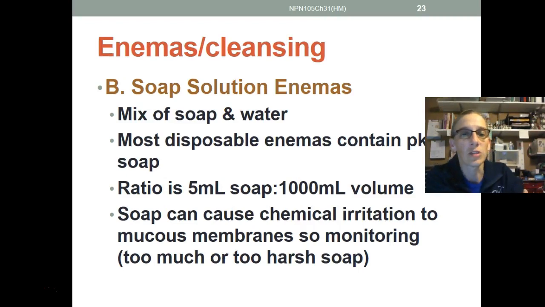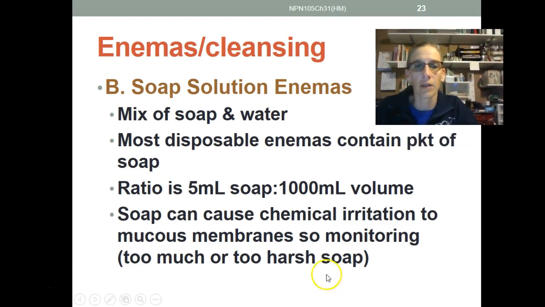Okay, then we've got the soap solution enema, which is a mix of soap and water. Most disposable enemas contain a packet of soap with them. The ratio is 5 milliliters of soap to 1,000 milliliters of water or solution. The soap can cause chemical irritation to the mucous membrane, so monitoring is important. Make sure there's not too much and that the soap is not too harsh for the patient.